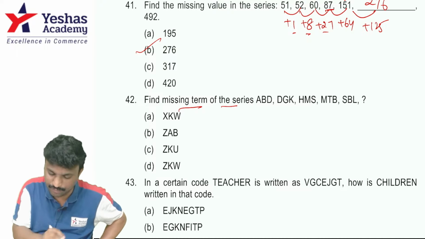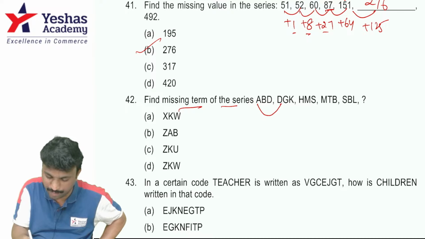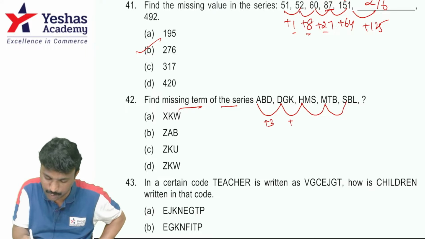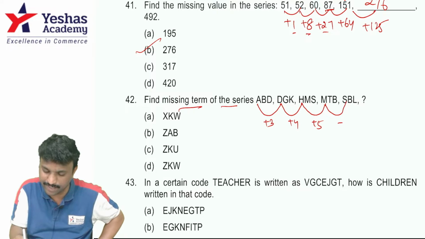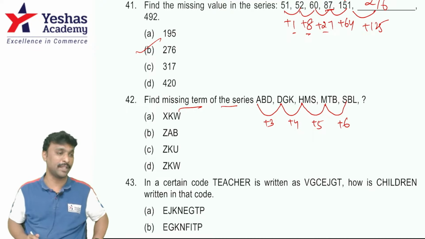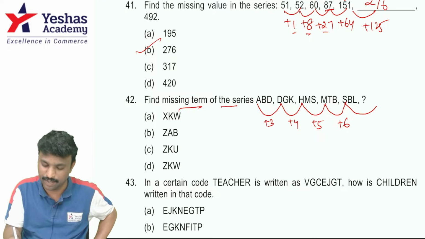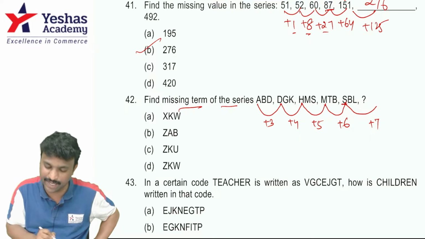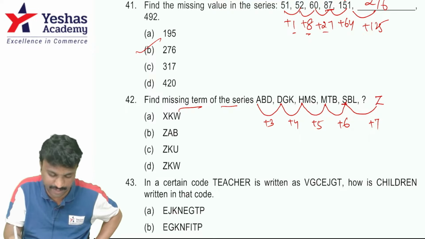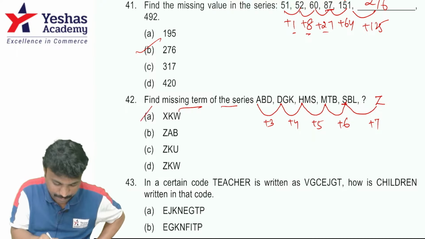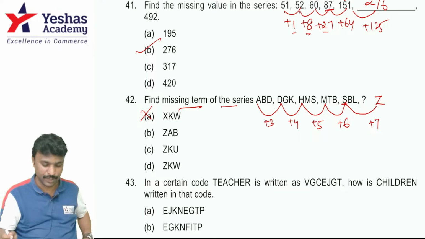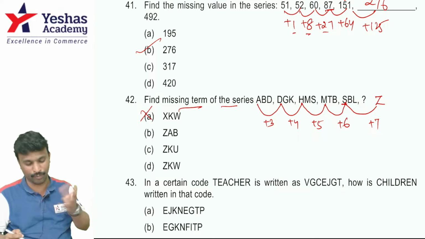First of all, try to obtain the pattern among the first letters. A to D, it's plus 3. D to H. D is the fourth letter, H is the eighth letter, so plus 4. H is the eighth letter, M is the 13th letter, so plus 5. M is the 13th letter, S is the 19th letter, so plus 6. So plus 3, plus 4, plus 5, plus 6. For the next letter, the first letter will be plus 7. S is 19, 19 plus 7 is 26, and 26 is definitely Z. So it can never be the first option. So among B, C, D, definitely one among the three.